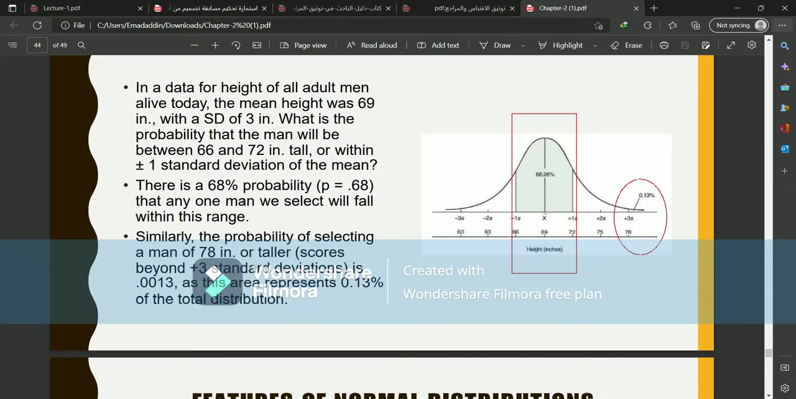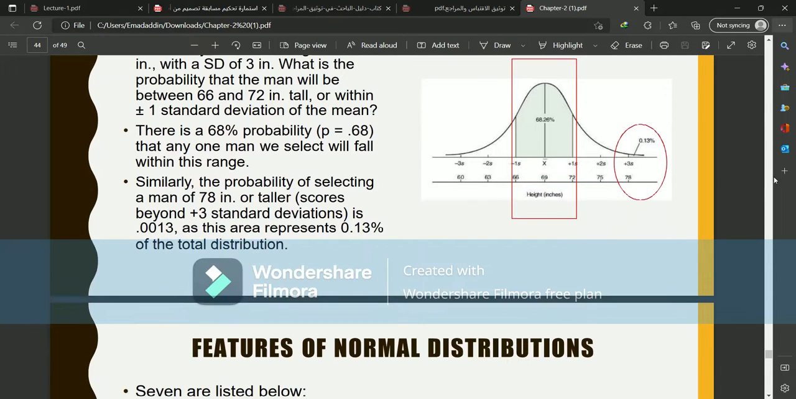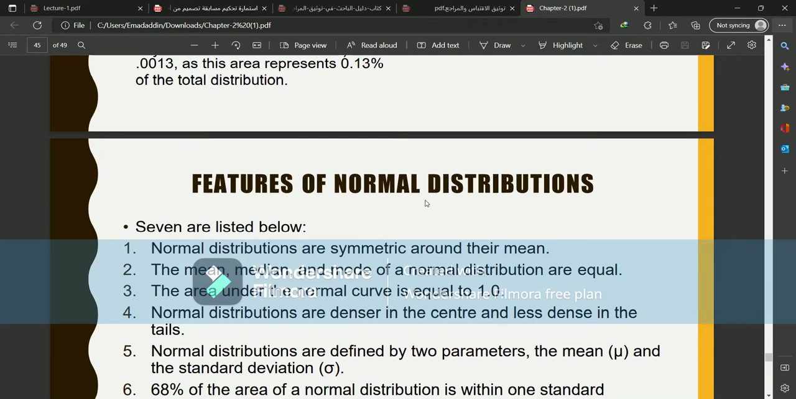Similarly, the probability of selecting a man of 78 inches or taller, which scores beyond plus 3 standard deviations, is 0.0013, as this area represents 0.13% of the total distribution. We can see here 0.13% is at the end, and 68.26% is within one standard deviation. Features of normal distribution.